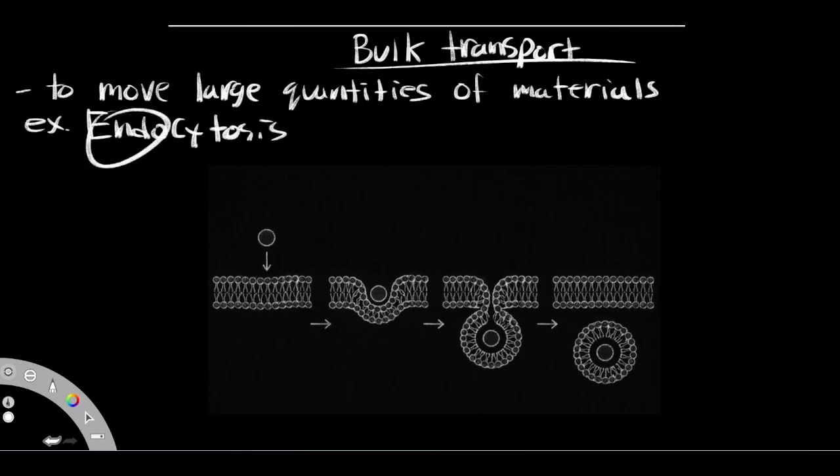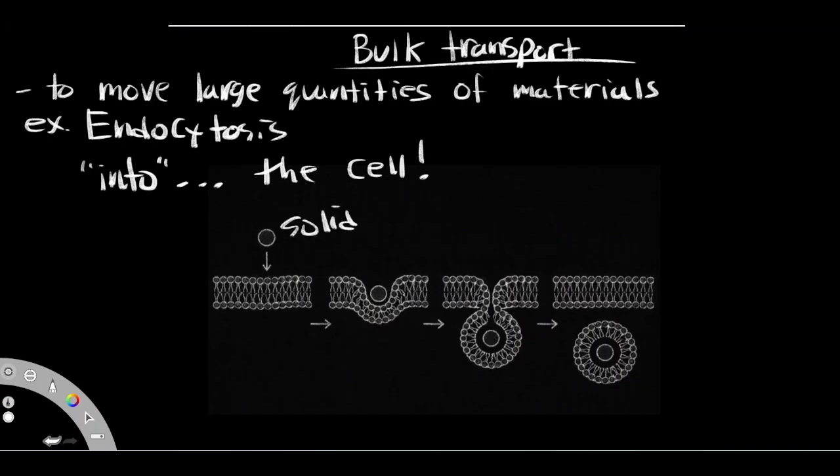So endo sounds like into, okay? Into. So it's going into the cytoplasm, okay? From the outside of the cell, right? So into the cell. Let's assume that this is a solid. If it's a solid, this will be called phagocytosis, also known as cell eating.